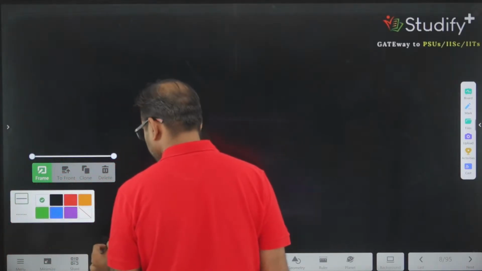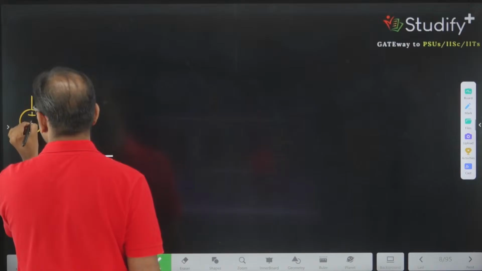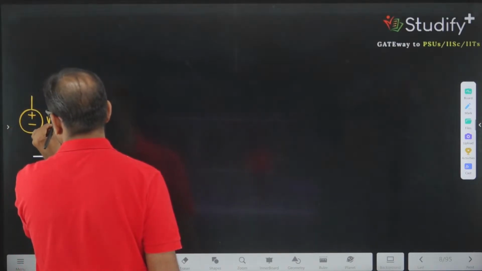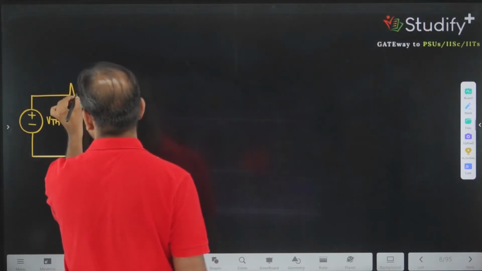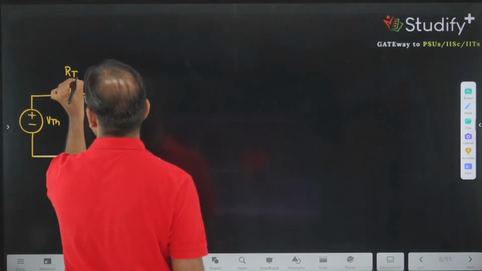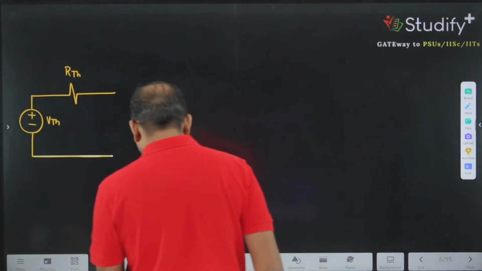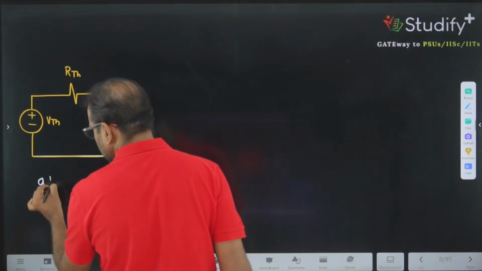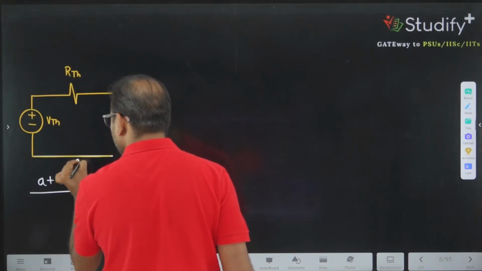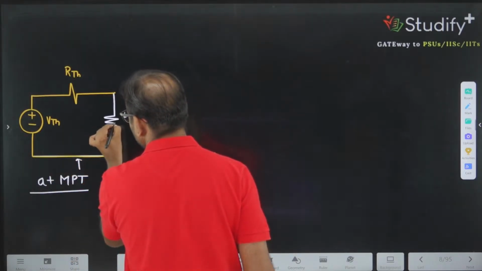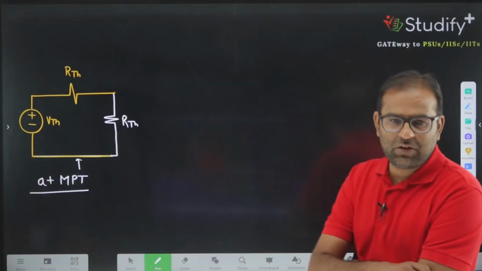I can say this value is VTH. This value is RTH. And if you are talking about the maximum power transfer theorem, so can I say at MPT, at maximum power transfer, how will your circuit look? Your circuit will look like this. This is also RTH. This is the condition when you can say the maximum power is transferred from source to load.